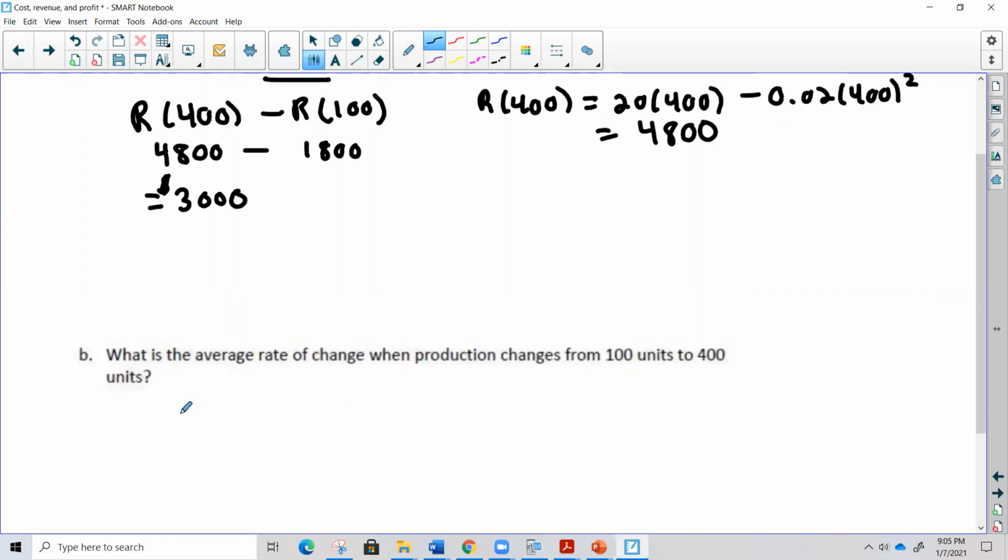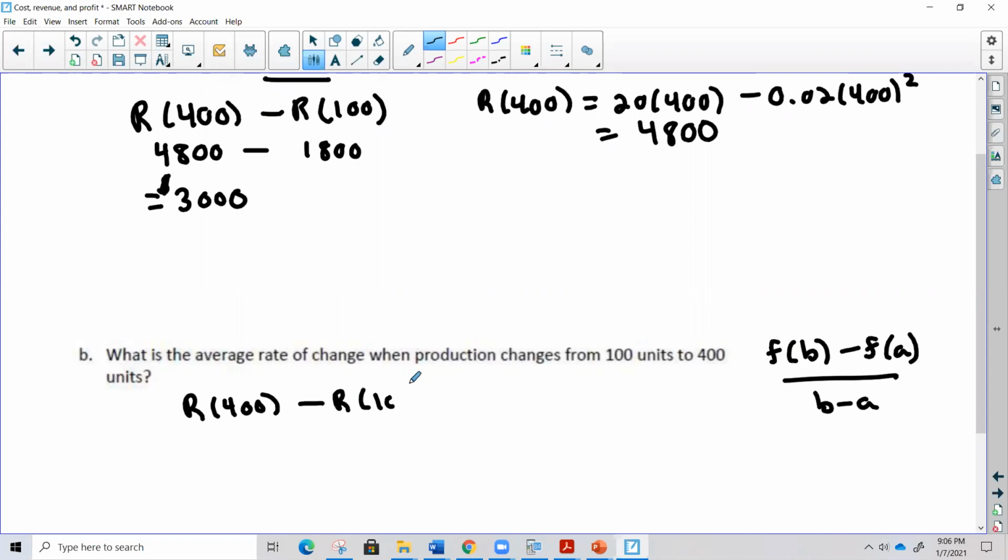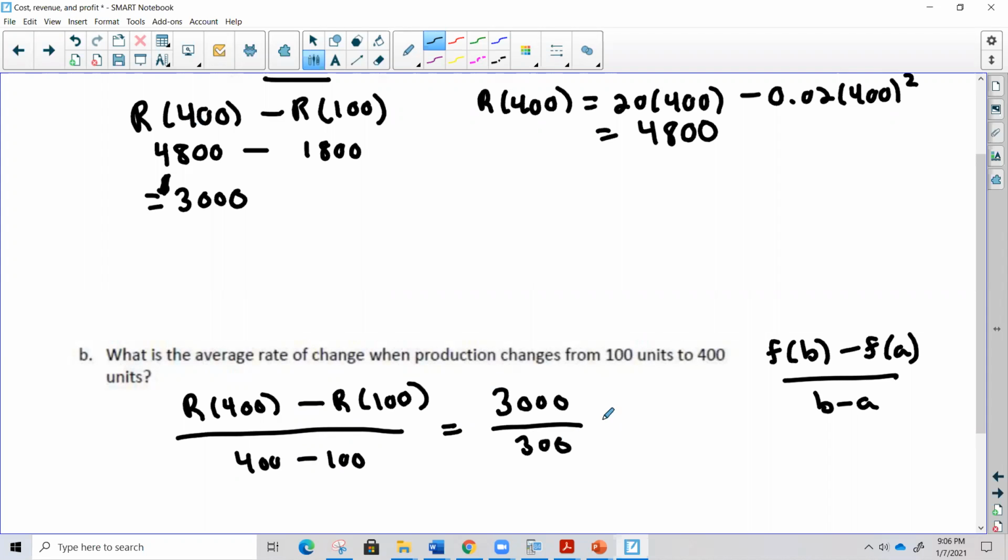Okay, so average rate of change is the same thing as the slope between 2 points. So in general, the average rate of change is F of B minus F of A, all over B minus A. In this case, F is R because that's our function. So it'd be R of 400 minus R of 100 over 400 minus 100. Well, the top we just found above, so I'm not going to do it again. I'm just going to put 3,000. And then the bottom, 400 minus 100 is 300. And then 3,000 divided by 300 is 10.